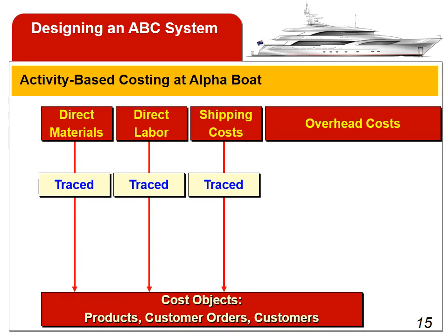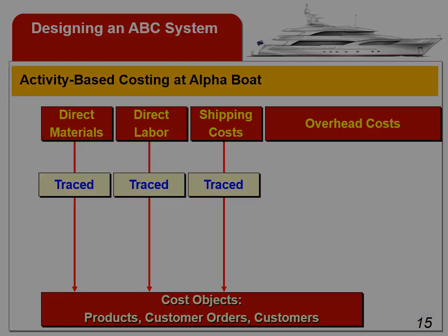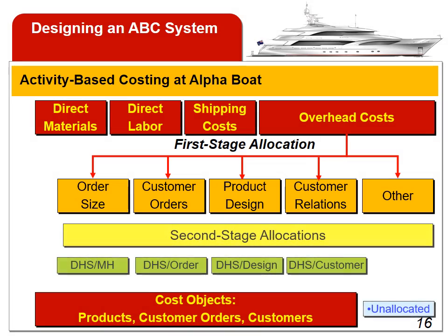Before proceeding, let's get a visual perspective of the Alpha Boat ABC system. The direct materials, direct labor and shipping costs were directly traced to customer orders. The first stage allocation process assigned the remaining overhead costs to the 5 activities. Then, activity measures were identified, activity levels were determined, and activity rates were computed for each activity as shown earlier. These rates will be used in the next step to assign overhead costs to customer orders.